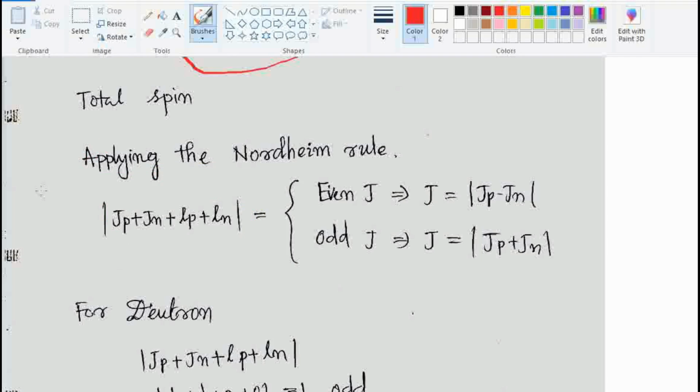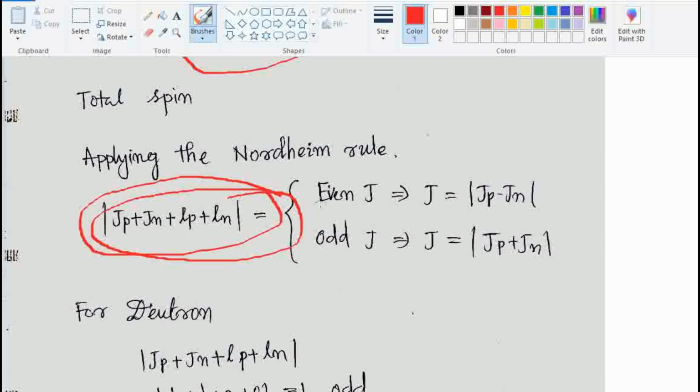So to find the spin of the nucleus you have to apply the Nordheim rule, and this is the Nordheim rule. Why am I applying the Nordheim rule? Because this is an odd-odd type nucleus. So for an odd-odd type nucleus you have to apply the Nordheim rule. And if this whole term gives an even number, then the actual value of the spin of that nucleus is mod of Jp minus Jn. And if the number is odd, then the actual value of spin is Jp plus Jn.